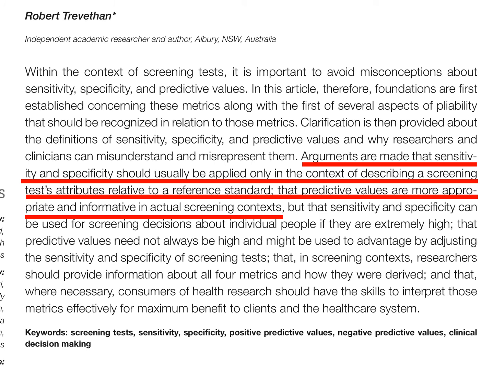And in the paper, he says that arguments are made that sensitivity and specificity should usually be applied only in the context of describing a screening test's attributes relative to a reference standard. In other words, that's where you have the values on the questionnaire and you can describe those relative to the absolute diagnosis as we've just shown. In other words, it's a necessary step. It's more related to research and the development of the instrument. However, he goes on to say predictive values are more appropriate and informative in actual screening contexts.